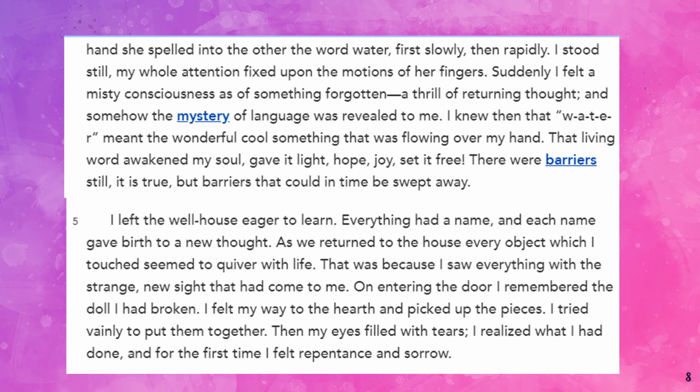On entering the door, I remembered the doll I had broken. I felt my way to the hearth and picked up the pieces. I tried vainly to put them together. Then my eyes filled with tears. I realized what I had done, and for the first time, I felt repentance and sorrow.